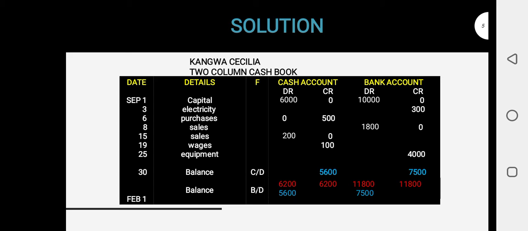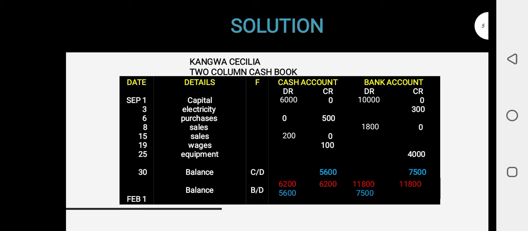Then we had sales made by check. We were given a check by a customer, meaning our bank account was affected by it receiving money from the customer through check, meaning we are going to debit the 1,800 which came from the customer into the bank. On the 15th, again, we had more sales which were now made by cash, meaning our cash account is being debited with 200 kwacha.